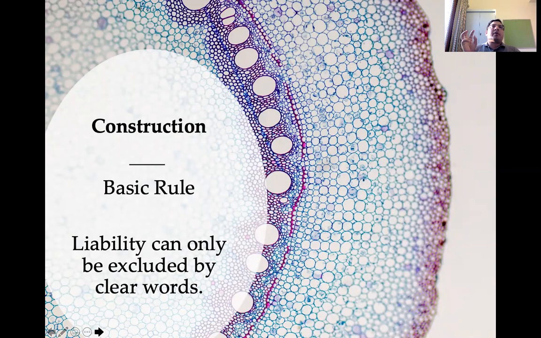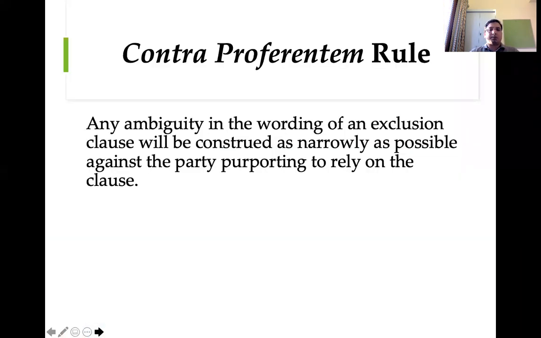Now, that was the first part of our session. That was about incorporation. Now, let's move on to the second part, that is about construction or interpretation. The basic rule is that liability can only be excluded by clear words. So if there is an exclusion of liability, clear, unambiguous words must be used.